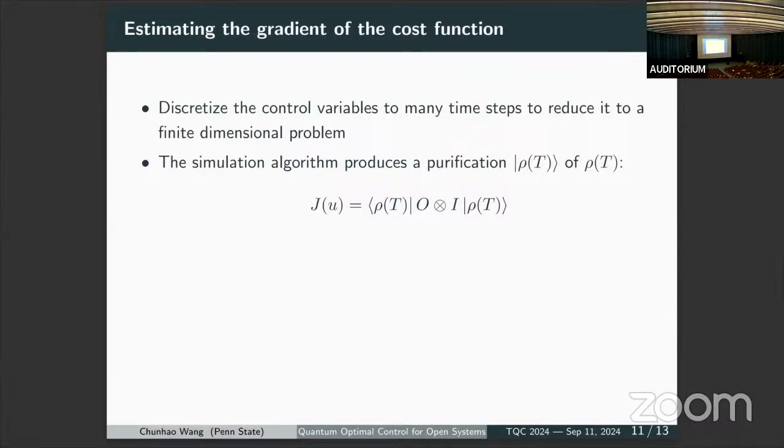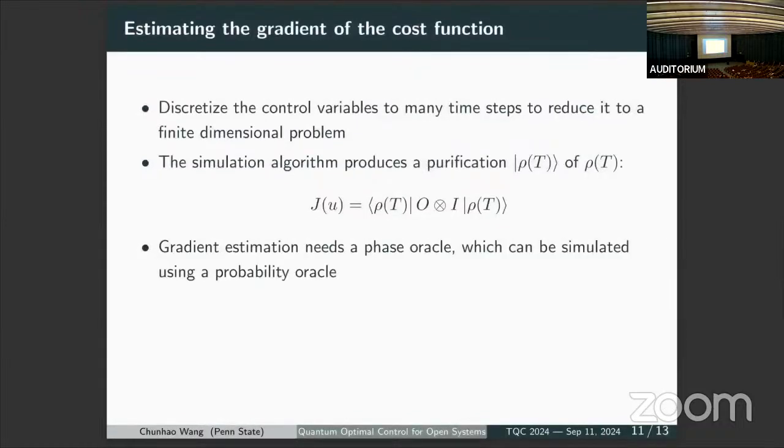Okay, but recall that the simulation algorithm is a unitary operator. When you trace out the ancillary qubits, you have this mixed state. But if you don't trace out the ancillary qubits, you have a purification of the target state. Once you have the purification, you can turn this trace into an expected value in a larger space. So again, we have this nice form of objective function. Then we can use the gradient estimation algorithm to estimate the gradient.